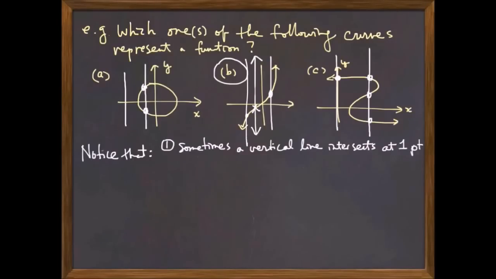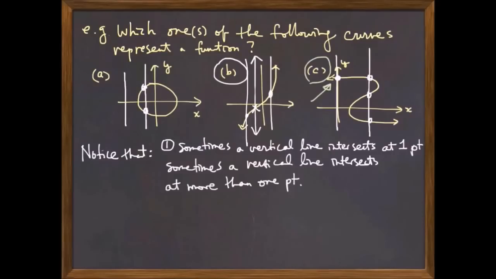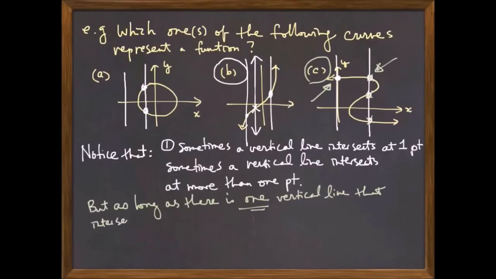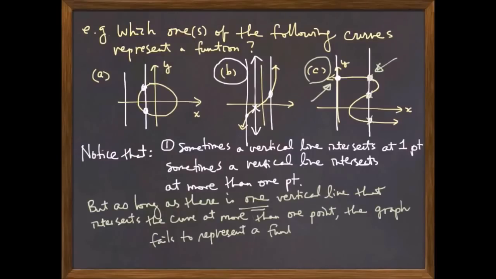Notice that in the case of the non-function example, like for example in part C, sometimes a vertical line can intersect at just a single point, like in the case here, or sometimes a vertical line can intersect at more than one point, like in the case of this vertical line here that intersects at 3 different points. But as long as there is one vertical line that intersects the curve at more than one point, the graph fails to represent a function.